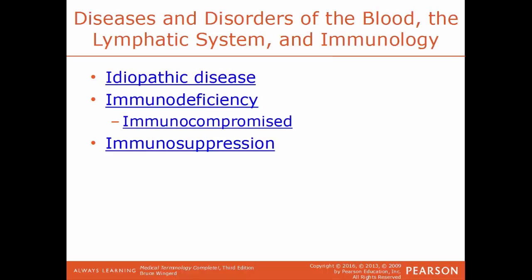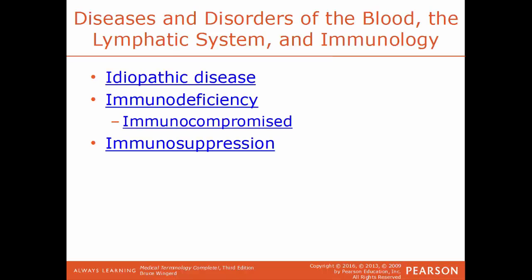Idiopathic disease. This is any disease that has unknown cause. You can't say it's viral or bacterial or fungal, or you can't pinpoint one particular causative agent. So when you don't know what causes it, you just classify it as idiopathic.